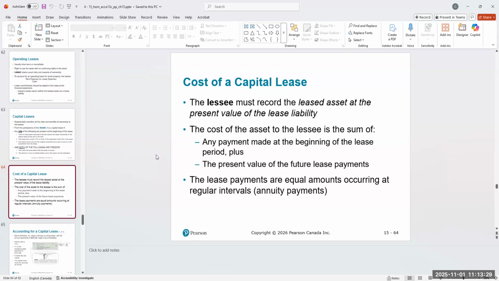Now, the lessee, or the one who leased the asset, must record the leased asset at the present value of the lease liability. Again, we go into the present value. My emphasis on the lease is going to be on you knowing what types of leases we have under the accounting standard for private enterprises: which one is the operating lease, which one is the capital lease, and what the test for the capital lease is.